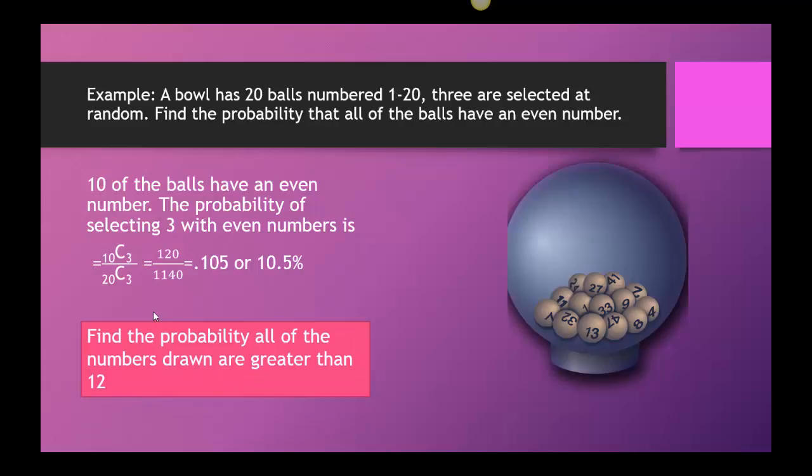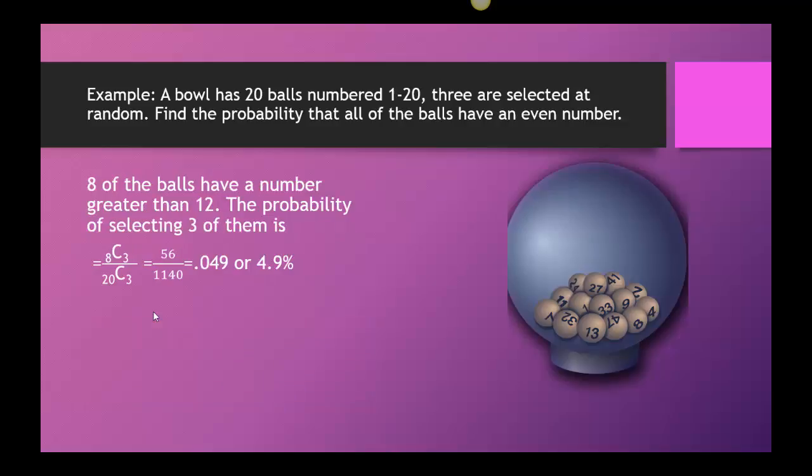So let's stay with this idea of the numbered balls in the bowl, and this time let's find the probability all 3 of the numbers are greater than 12. Okay. So start with greater than 12 does not include 12, so it's everything after 12, so 13, 14, 15, all the way up to 20. So that would be 8 balls. All I did was 20 minus 12 is 8.